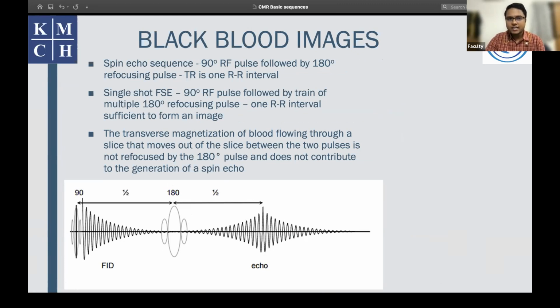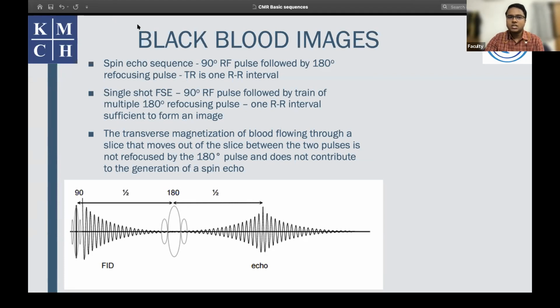And in case of cardiac imaging, the TR of the sequence, that is the time between one 90-degree pulse and the next 90-degree pulse, is 1 RR interval. However, the problem with using a routine spin echo sequence is that it takes multiple 90-degree RF pulses to generate a single image. So this means that you'll have to image the patient over multiple RR intervals to obtain a single image. This is overcome by something called a single shot fast spin echo sequence.